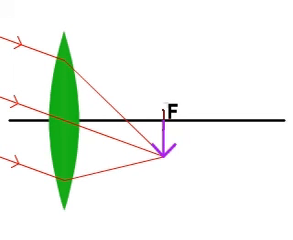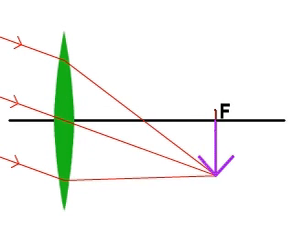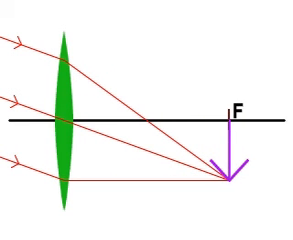The size of the image is determined by the focal length of the lens concerned. You can see that when the focal length of the lens is long, the image produced is larger.